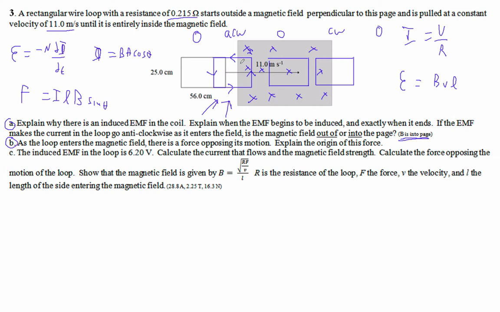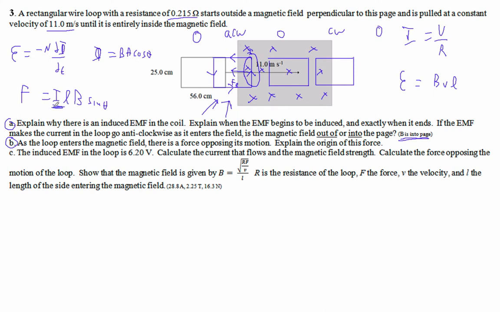Middle finger into the page, because that's the magnetic field. Do you get your thumb pointing to the left? Here's our magnetic force on this, right? Okay, do that again. On this segment right here, the current is flowing up the page because it's going anti-clockwise in general on the loop. So put your index finger in that direction.